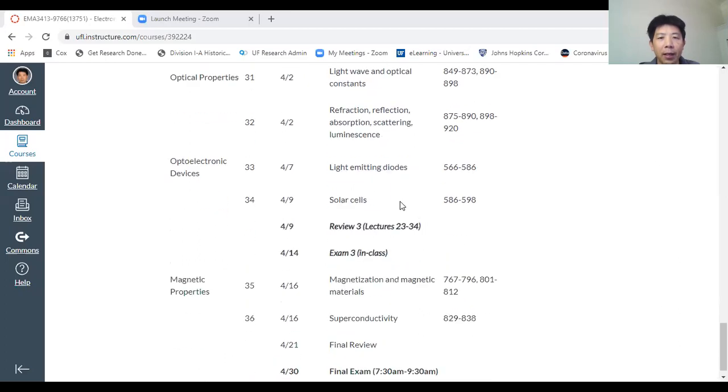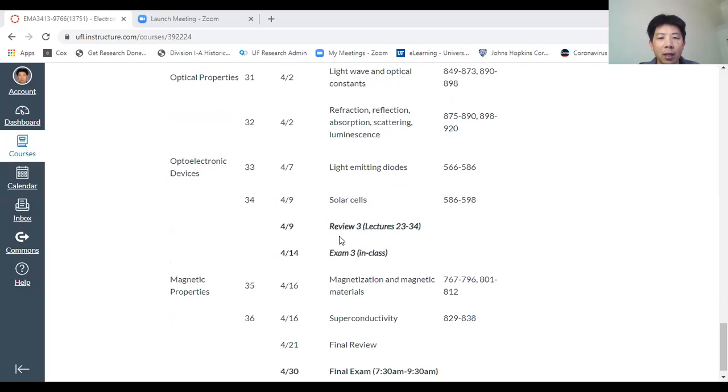Next week, Tuesday, we're going to talk about LEDs. These are one of the two kinds of optoelectronic devices we're going to talk about. And then on Thursday, we'll also talk about solar cells. So two different ways of converting between electrical energy and optical energy. And then using the remaining time, we'll do a quicker review.